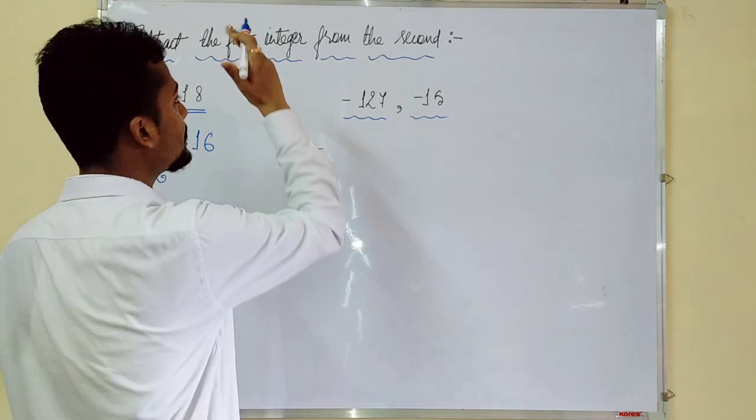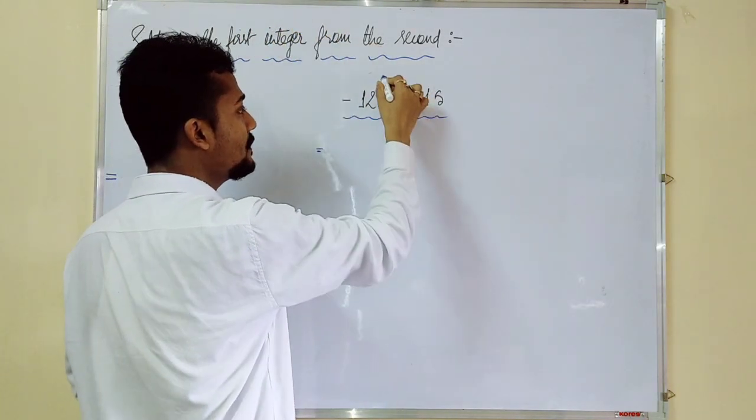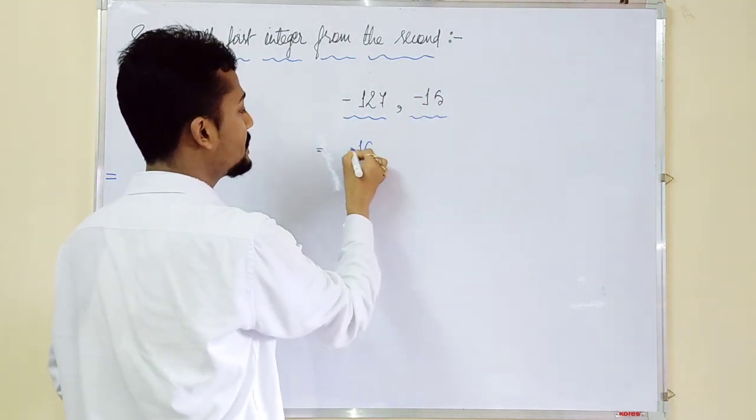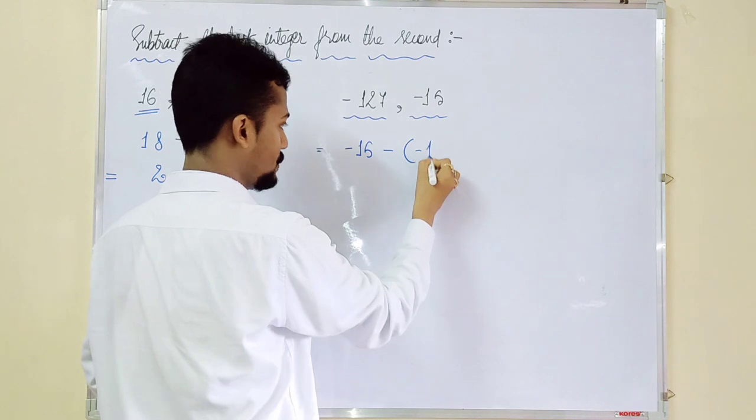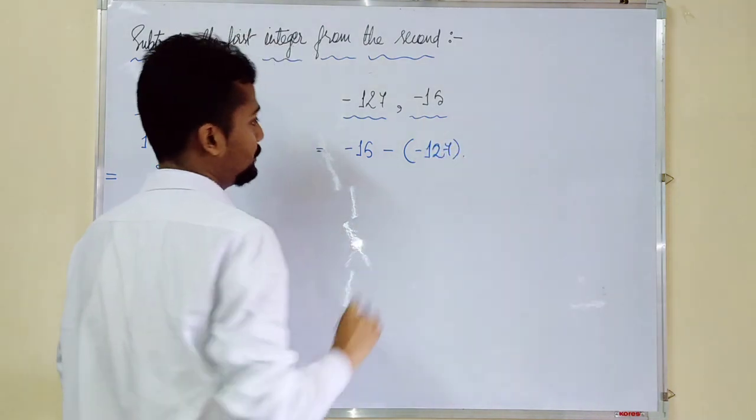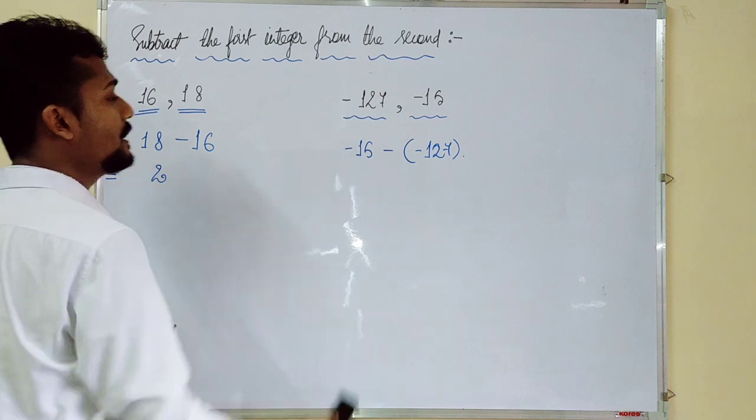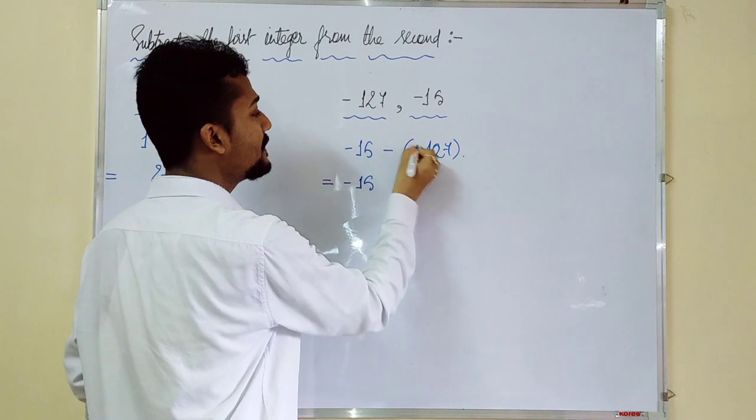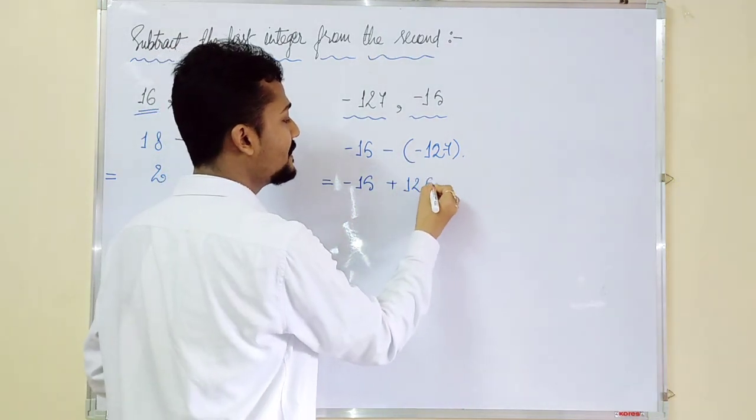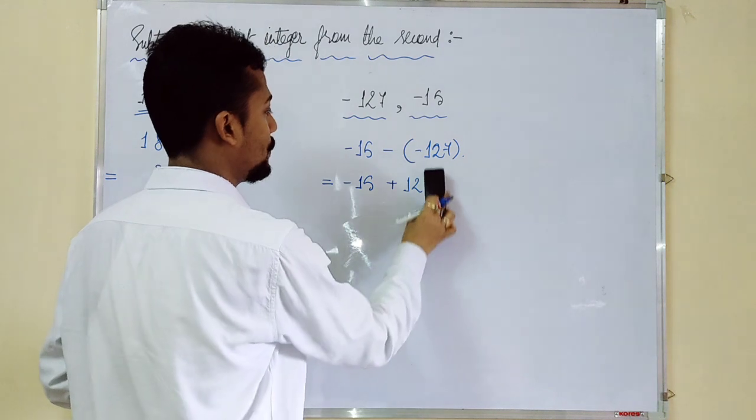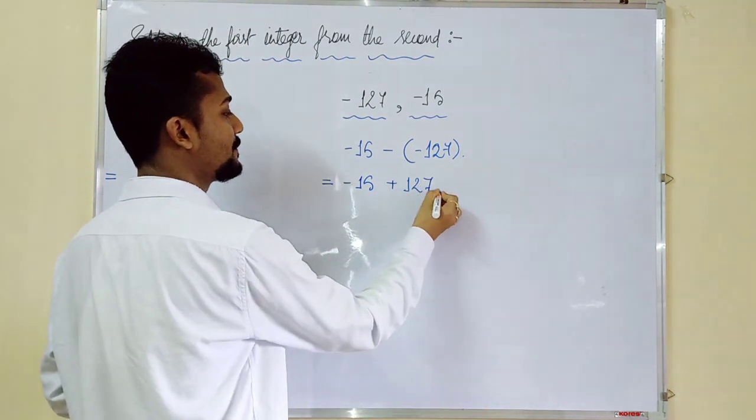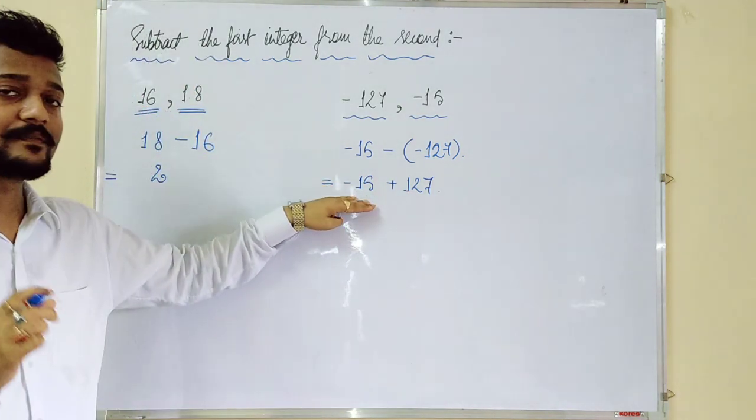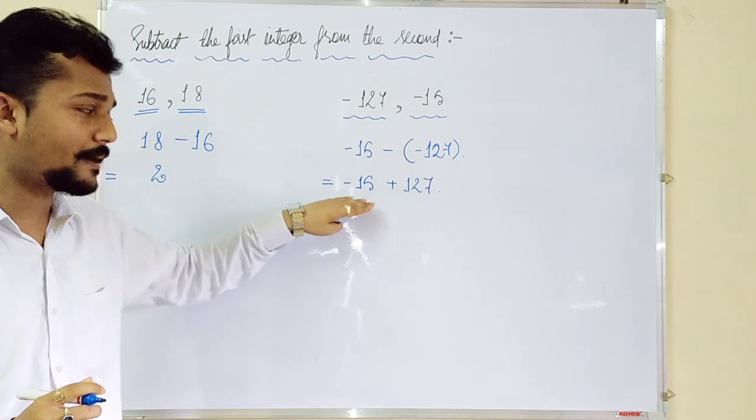Okay. So subtract the first integer from the second. That means second one will become first. Minus 15 minus 127. Here also we are not going to put any equal to sign. So what we are going to do next? Equal to minus 15 minus minus plus 127. Is that clear? Now 127 plus 127 and minus 15.